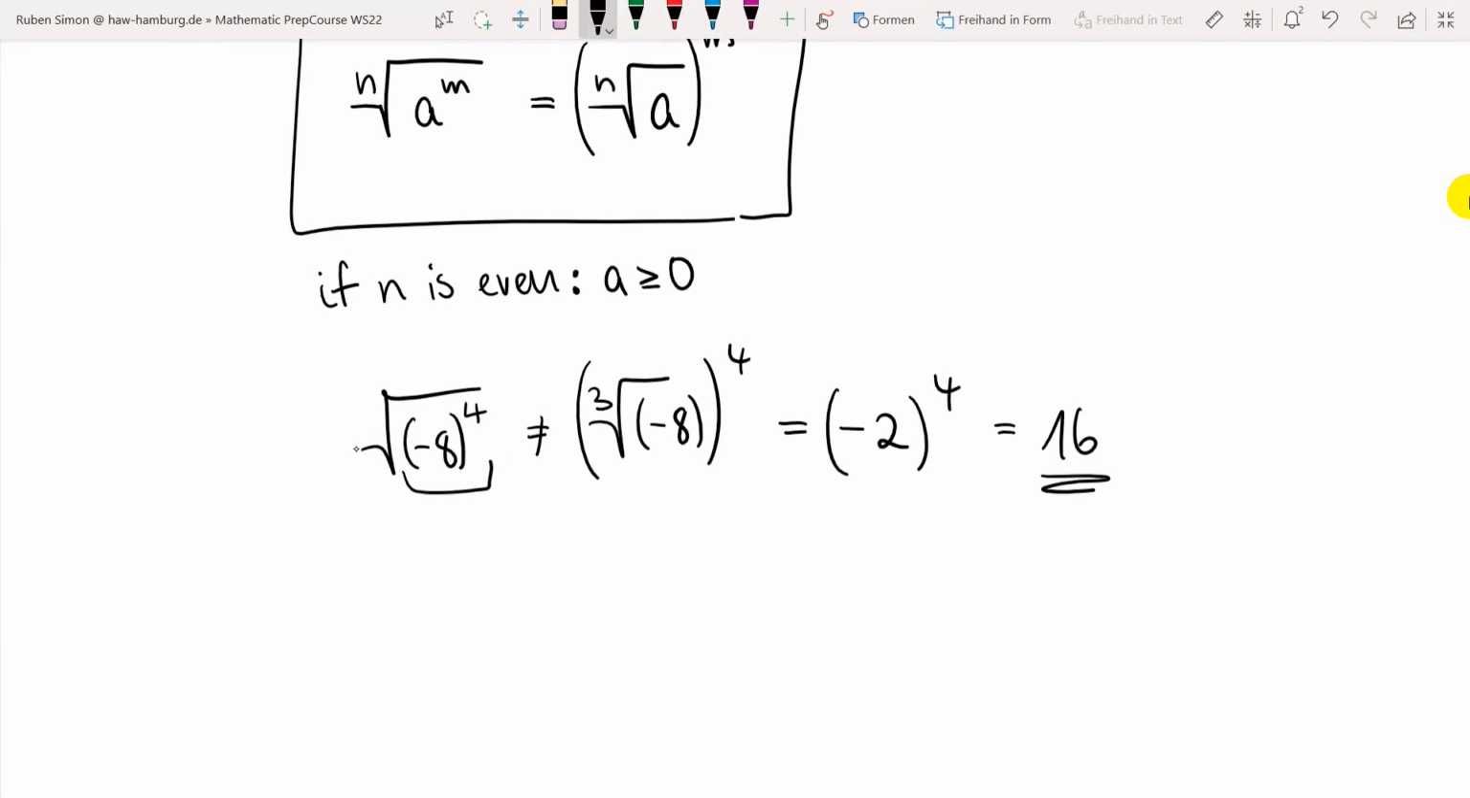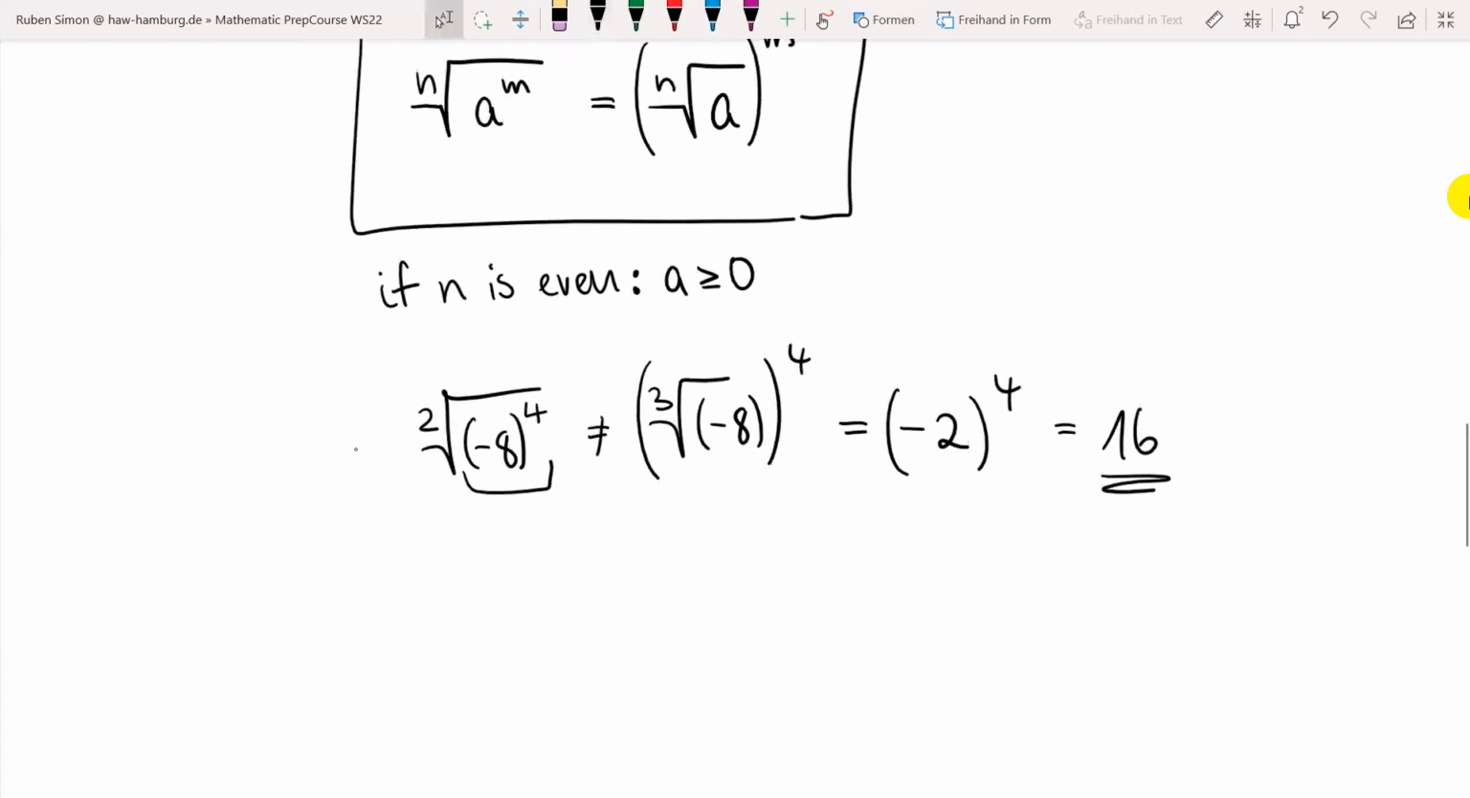Okay, yes, of course. You have to have an even n, for instance, with the square root. Okay, if you have the square root at this place, yes, of course. Now I have to think about another number. So like this, yes, now it will work.